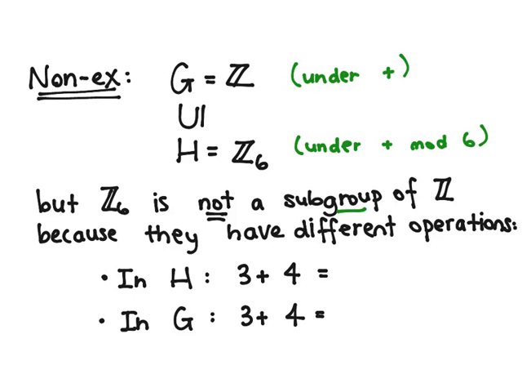Like 3 plus 4, if we're thinking of those inside of H, which is Z6, we'll get 7, which we then have to reduce to 1 in order for it to be an element of H. Or if we were thinking of those as integers, then when we did 3 plus 4, we'd just get the integer 7. We wouldn't get the number 1. So these are two different answers, which is again highlighting the fact that these two groups have different operations.